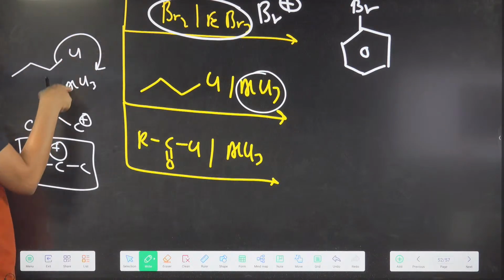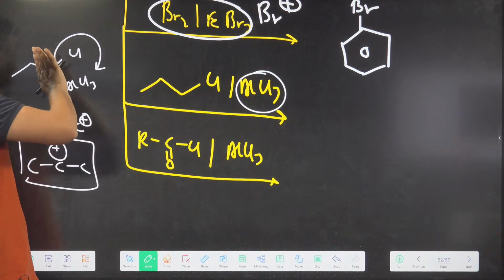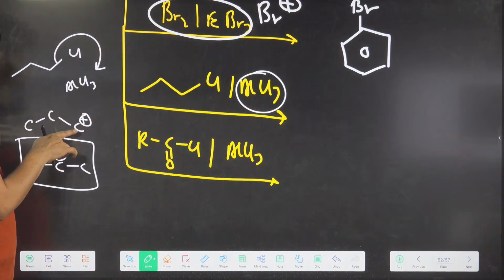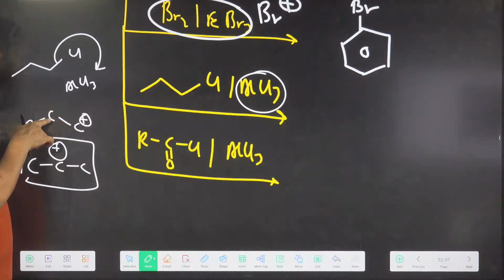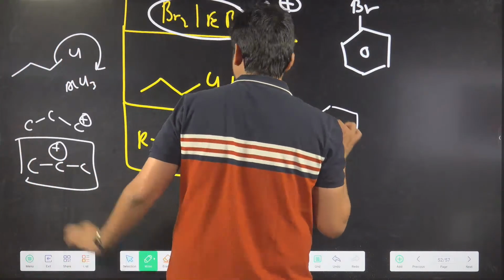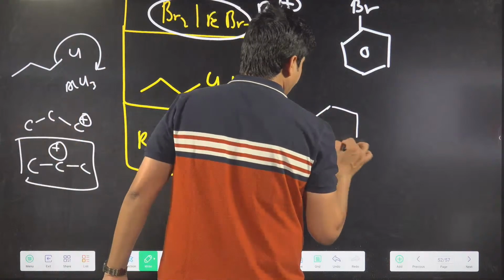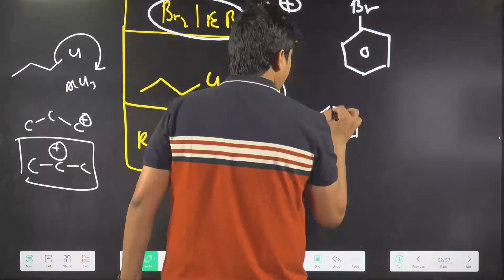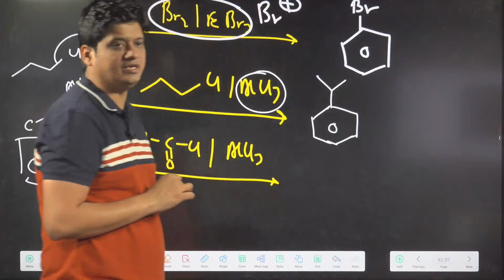Firstly, Cl minus binds with AlCl3. So after removal of Cl minus, plus charge is generated on this carbon, and the plus is rearranged to this position. This plus is formed. Then this electrophile is going to bind with this benzene molecule. What will happen? This product is formed, named as cumene.